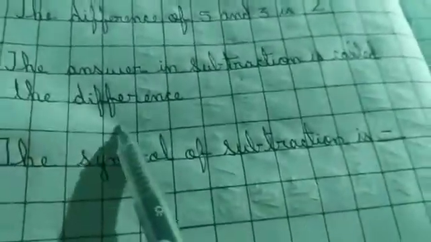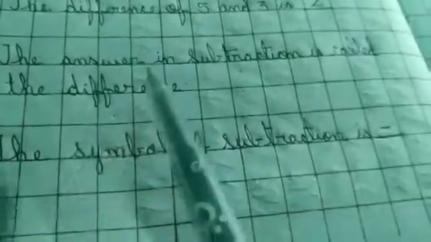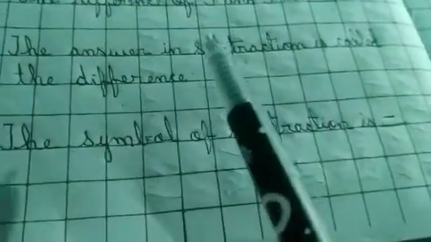Then coming, the answer in subtraction is called the difference. Whatever answer we are getting in subtraction, it is known as difference. What is it known as? It is known as difference.